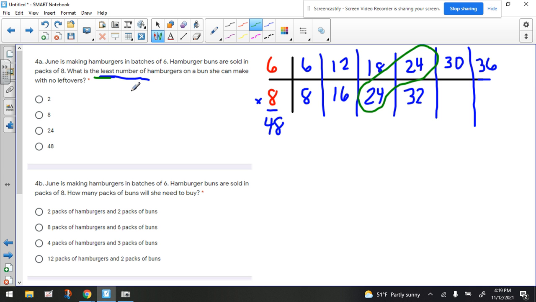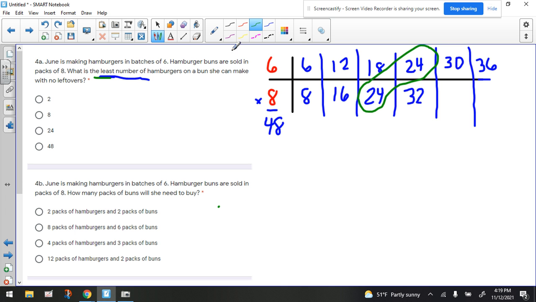All right, now that's part A. What about part B? It says June is making hamburgers in batches of 6, hamburger buns sold in packs of 8. We already knew that. Now they want to know how many packs of buns will she need to buy. So if they come in batches of 6 and we're buying 24, then we need to figure out 24 divided by 6 would be how many packs.